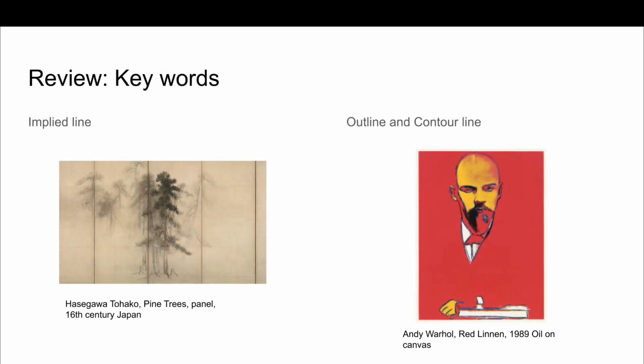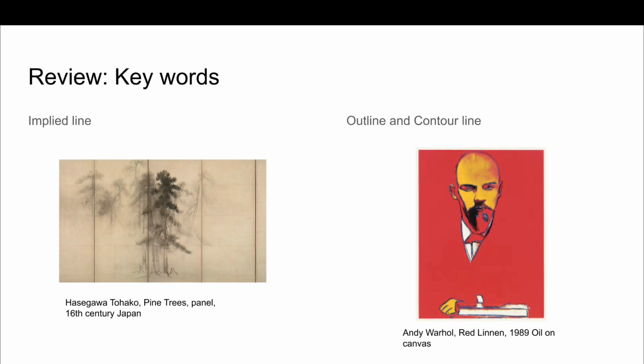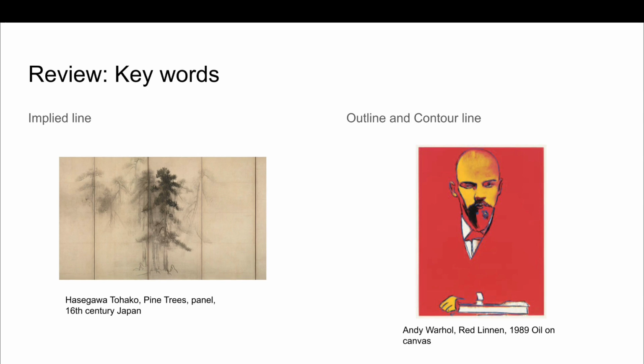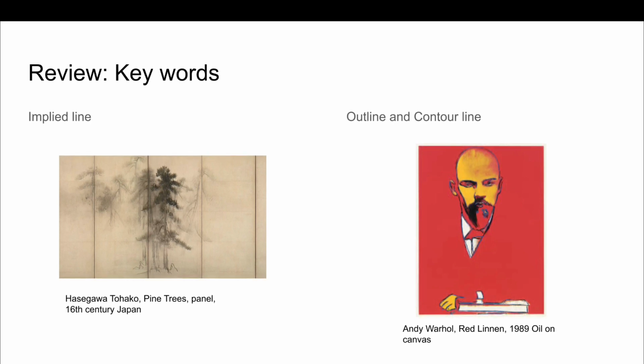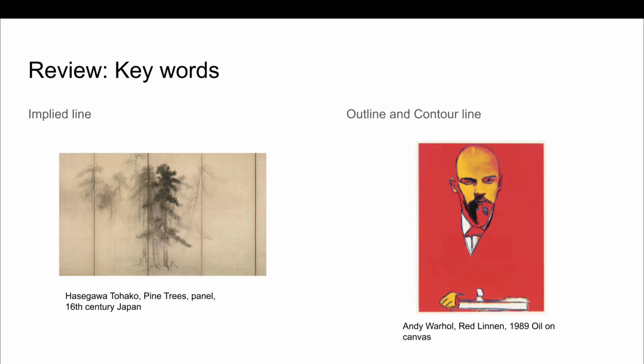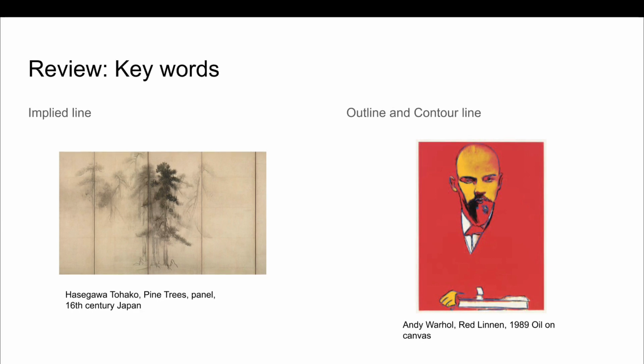Next review for keywords would be implied line and outline and contour line. So I have posted an image on the left here of a composition that uses implied line. As you can tell, there's no outline or contour lines of what you would assume to be pine trees. All you can see is the faint depictions of what would be pine trees, and that really is setting the tone for the image.